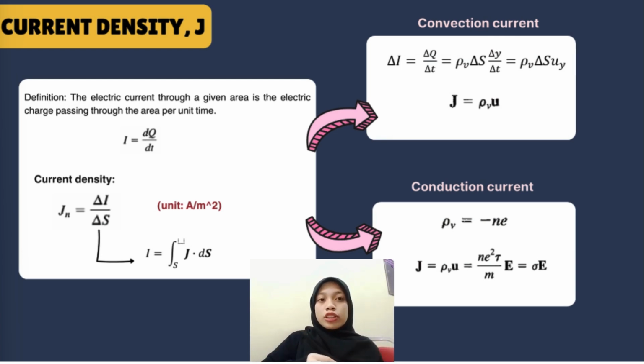Lastly, in this electrostatic field topic is the current density denoted by J. So these are all the formulas that you will use in this part.